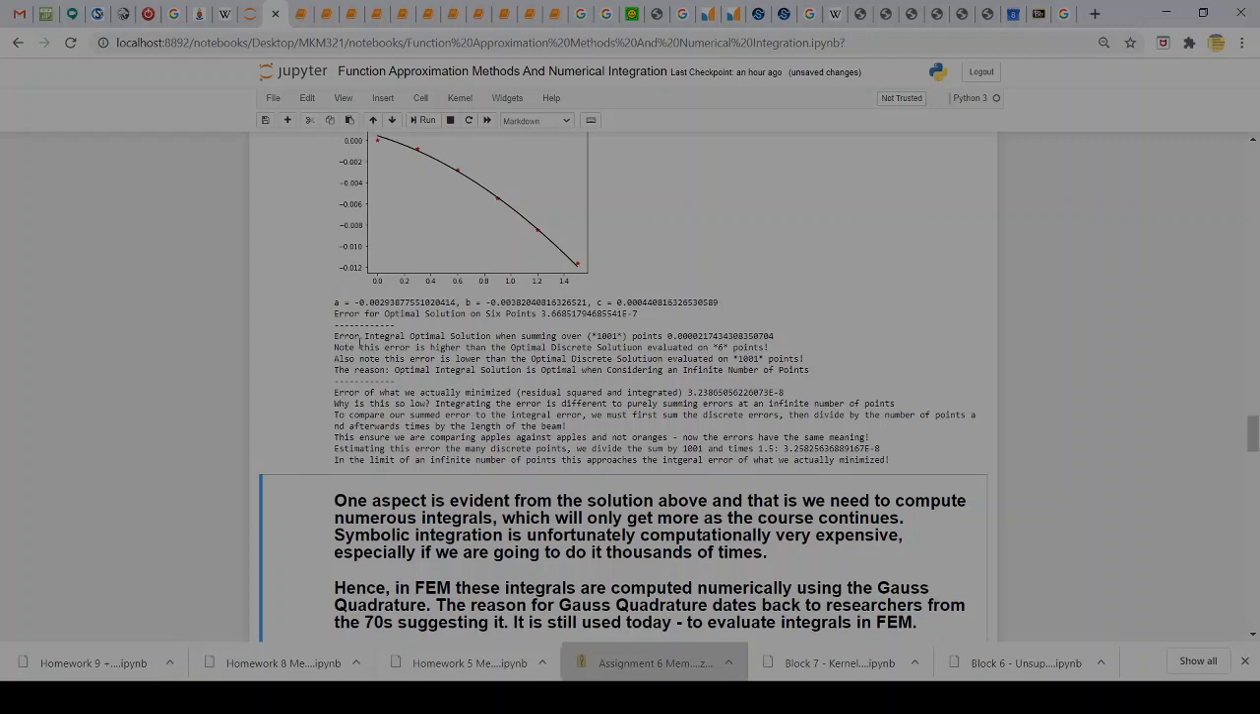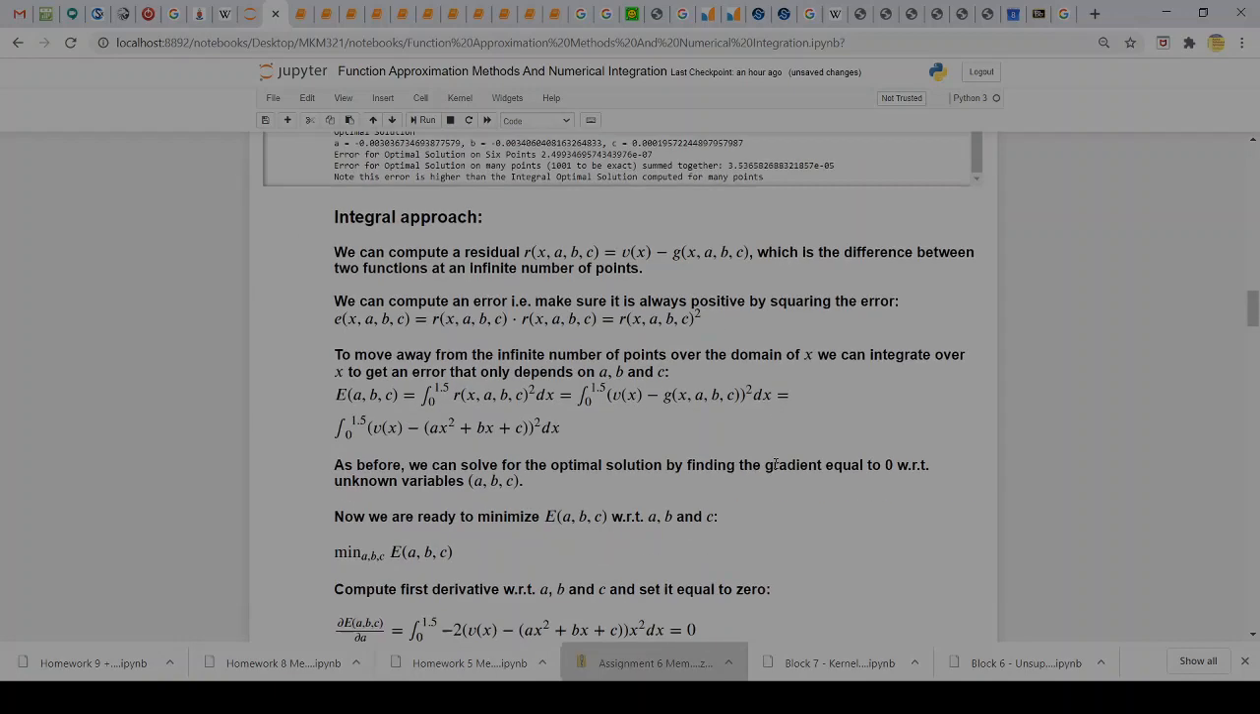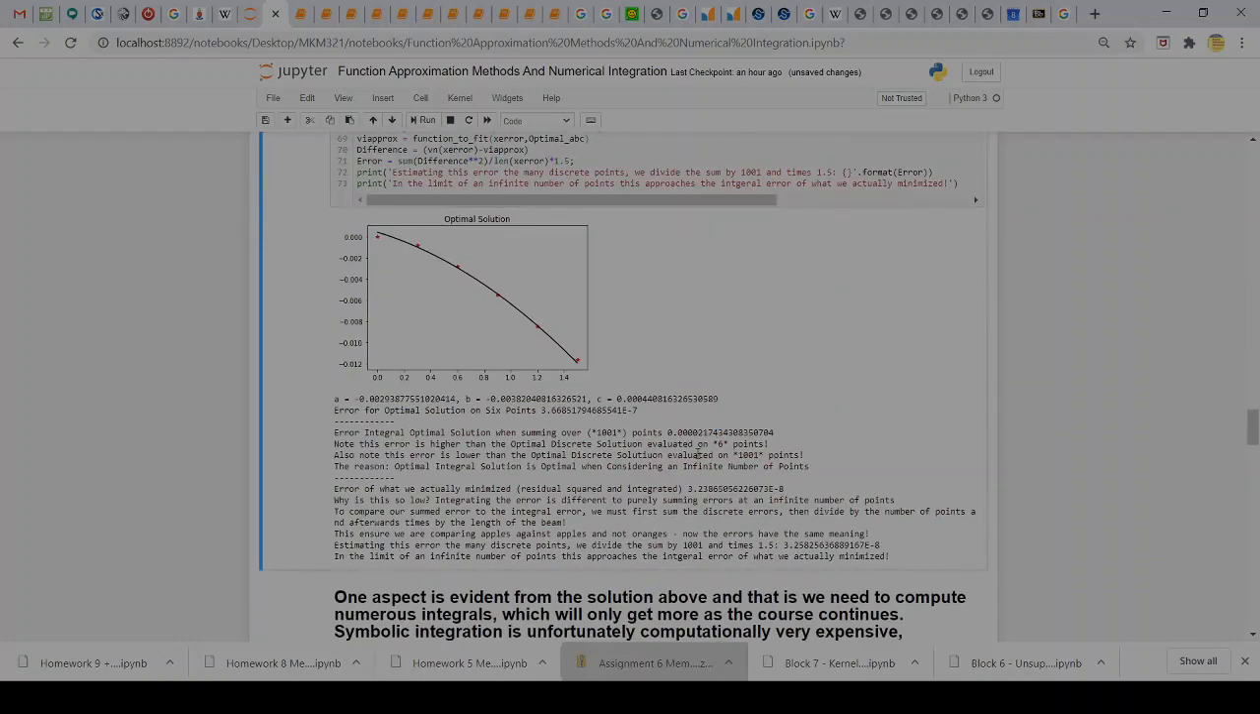So if I go now and compute the integral optimal solution over 1001 points, I see my error is here 2.17 E minus 5. So this is 2.17 E minus 5. For the discrete approach, it was actually 3.5 E minus 5. So this is indeed smaller. The integral approach, if I look at many, many points, has a smaller error. Okay? That is beautiful to see. This error here is smaller than what we had. Okay, so that is important then on the discrete problem.